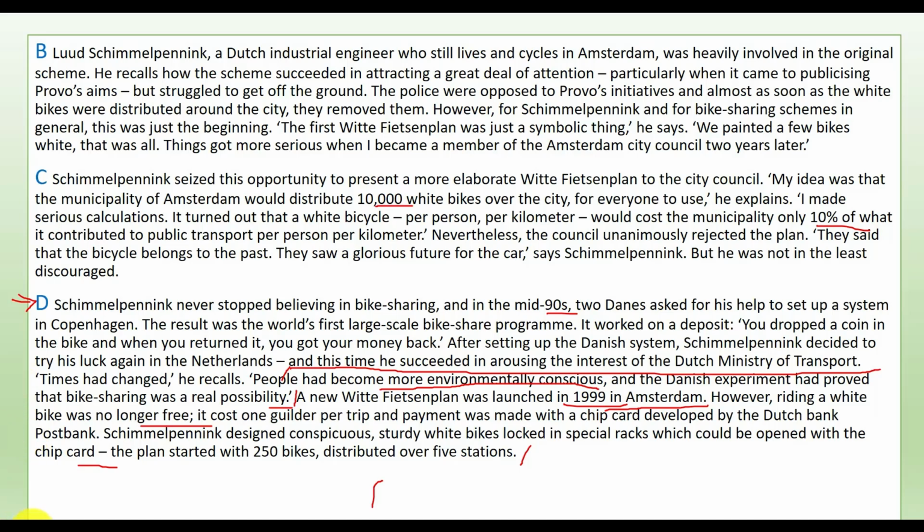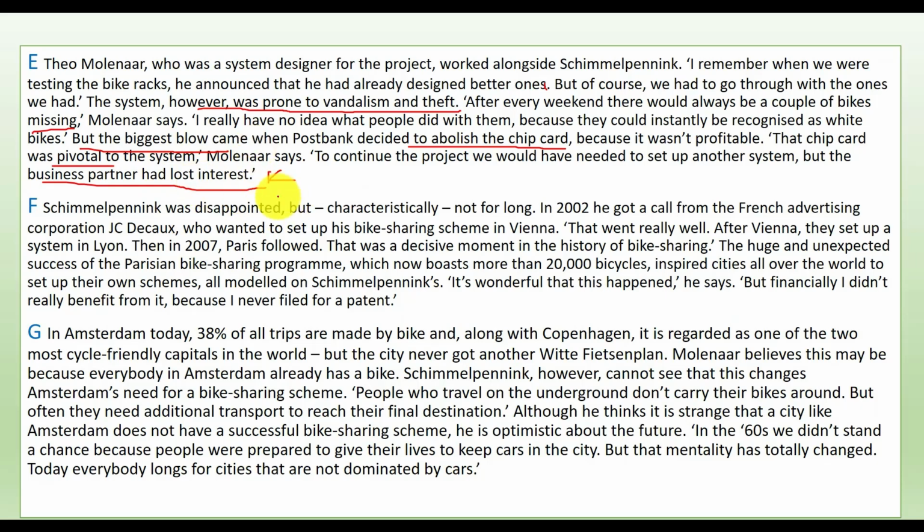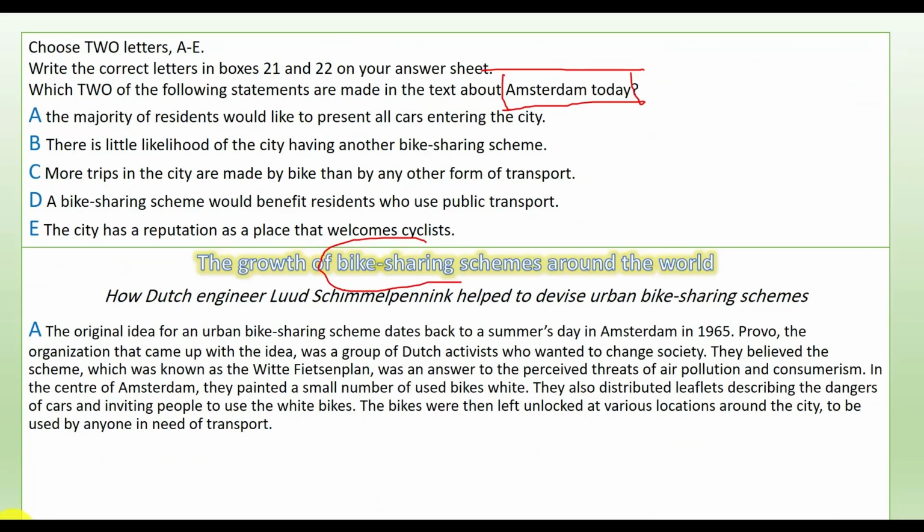Okay. Now, as you see, we finished paragraph E and we are in paragraph F. Now, let's just look at the paragraph F. Just look at with your eyes and skim the paragraph. It has nothing to do with paragraph F, but in paragraph G we have in Amsterdam today. Okay, 38% of all trips are made by bike. Okay, now let's go back and read our options.